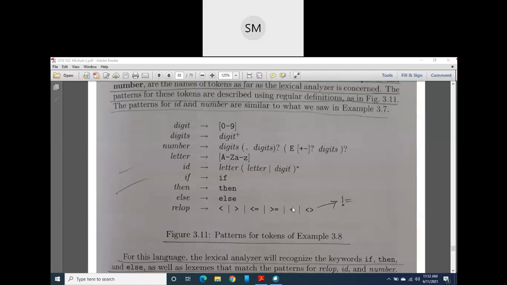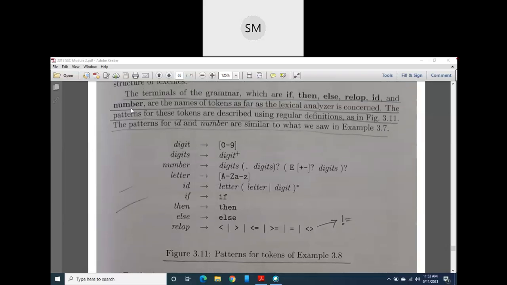As I told you, in Pascal, equal to is nothing but single assignment operator. Okay, so then it may be not equal to. Not equal to is indicated by less than and greater than symbol in our Pascal language, remember. Okay, so these are the patterns for our tokens. What are the tokens we defined now? I defined the tokens: number, identifier, relational operator, else, if, then. Okay, these all things we have written.